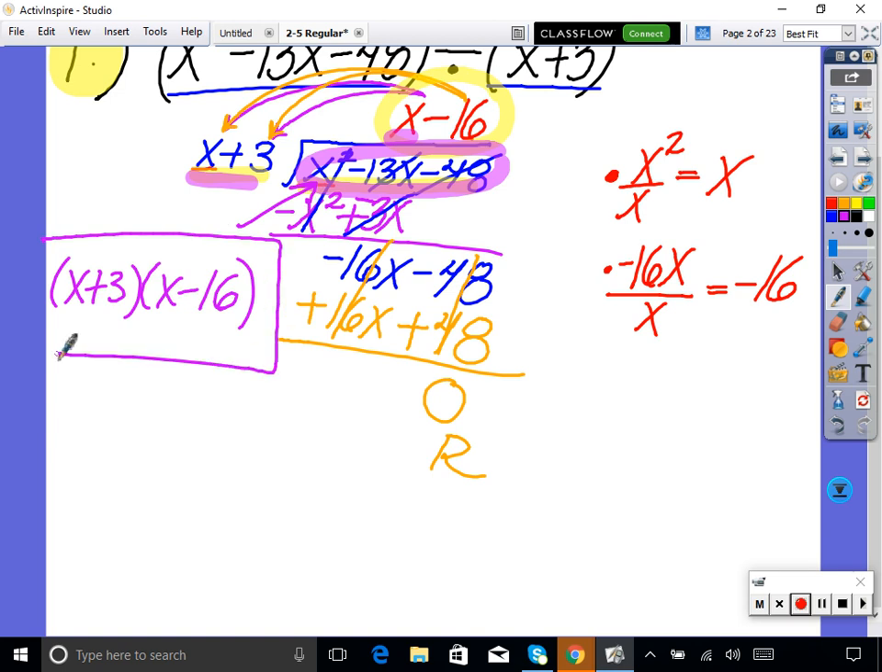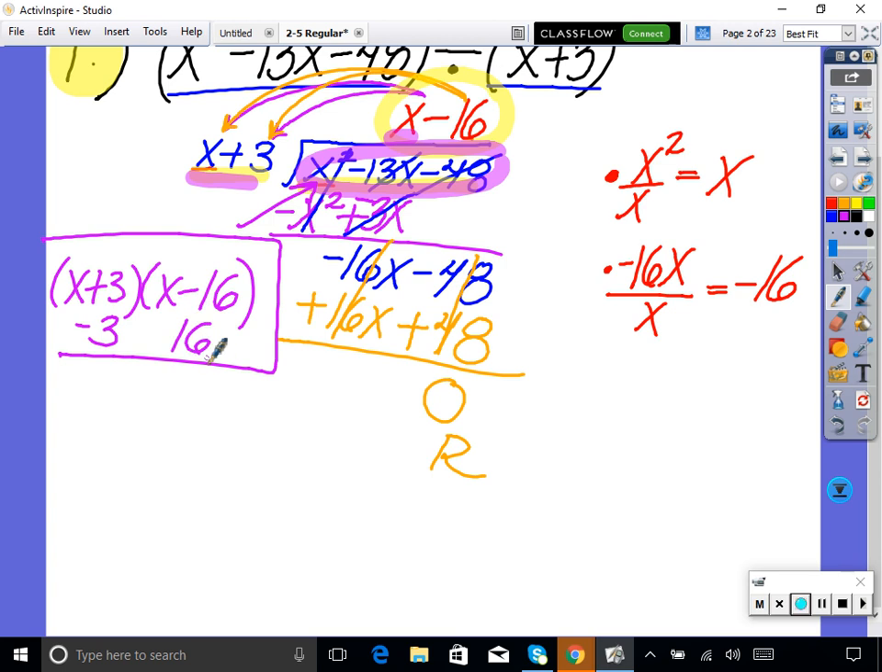Well, now can't I solve if I ask you to? We have it factored, can't we solve it? So because our remainder is 0, don't we know that negative 3 is a solution? Does everybody see? If that's a factor, what's a solution, people? Negative 3. Are we good? And then what else would be a solution? 16. Very good. Awesome. So that's how we end up using this later on.